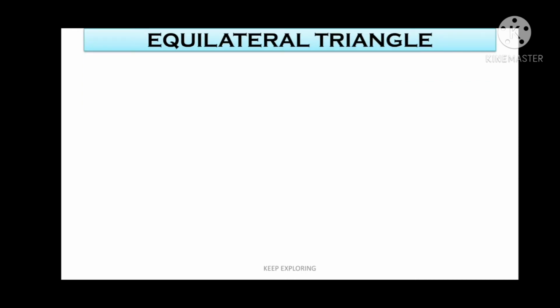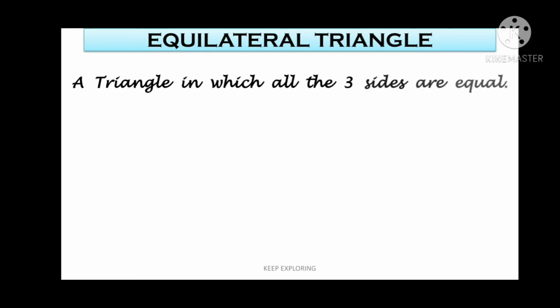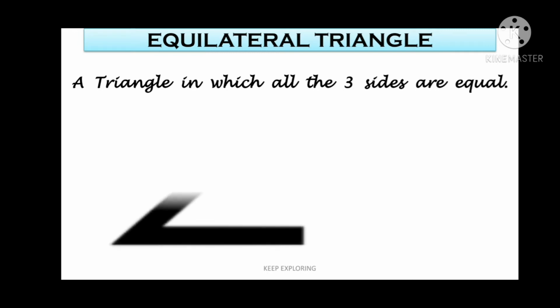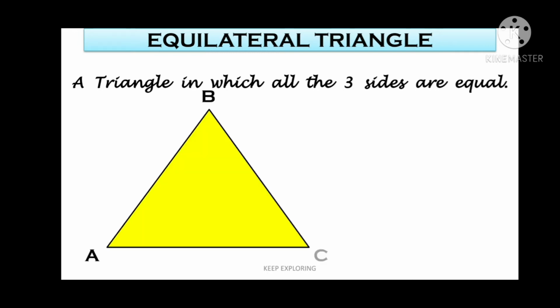To start with, equilateral triangle. As the name suggests, a triangle in which all the three sides are equal. The length of the three sides will be equal. We can see here ABC. So AB, BC and CA, all the three have the same length. So we can say AB is equal to BC is equal to CA. All the three sides are equal. So it is an equilateral triangle.